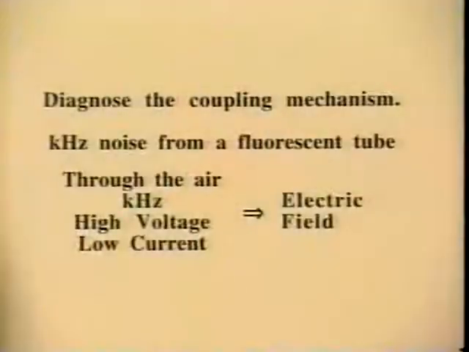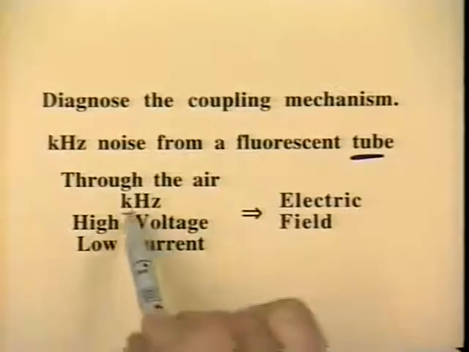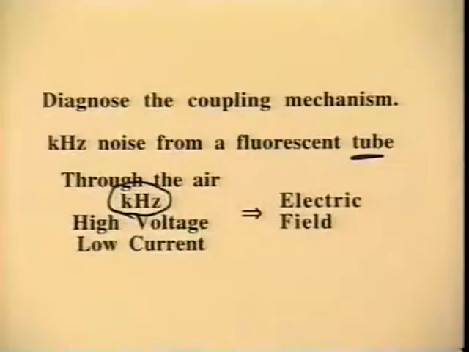Let's try another one. Let's say we've got noise coming from a fluorescent light. But now let's make sure we know that the noise is coming from the fluorescent tube, not the ballast, if it's the old style fluorescent light. The ballast might be a magnetic field problem, but the tube itself is different. The tube coupling through the air is at, we'll say, kilohertz frequencies. Of course, there's all sorts of frequencies coming out of this tube, literally to daylight.